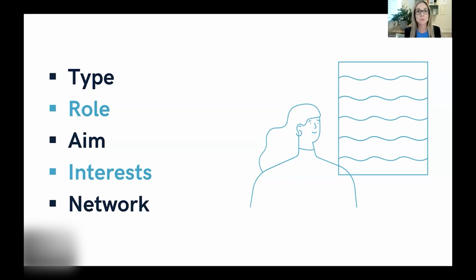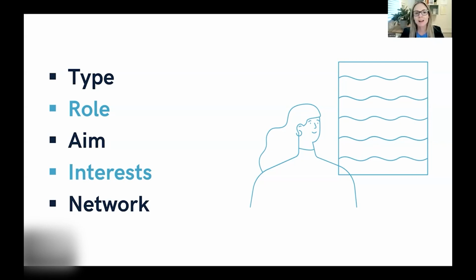The next thing to think about is what role do they play? Specifically, are they an investor? Do they work for their own business? What position do they have within an organization? How might they be able to help you? So what role is it they're playing? Just so it's clear in your mind who you're speaking to and what position they take up.